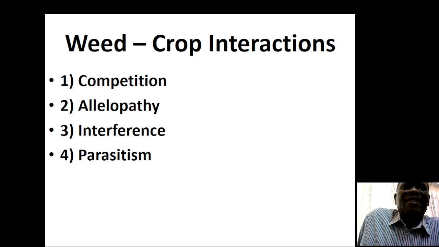The other issue is where you have the weed, which is directly benefiting from the crop, and there is actually a physical bond between the weed and the crop. Here we are talking about parasitism. So please remember, when we talk about the effects of weeds on crops, there are these four processes: competition, allelopathy, interference, and parasitism.